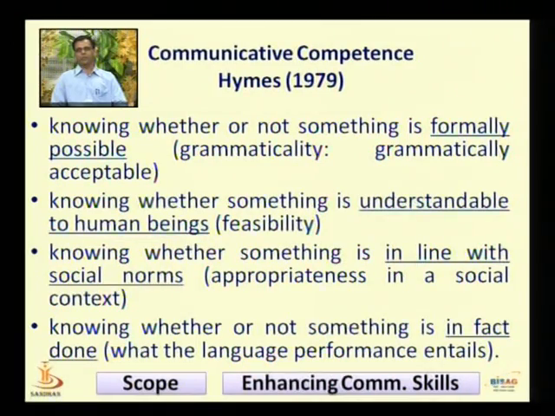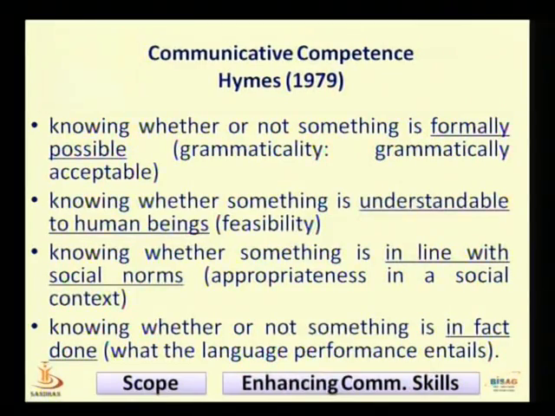Then whatever we are saying, why we are saying, whether others are comprehending. Suppose I am talking to you, what my purpose is? I want to communicate with you. My purpose is not to deliver a lecture here. I want to share my views with you. That is the second step, feasible.